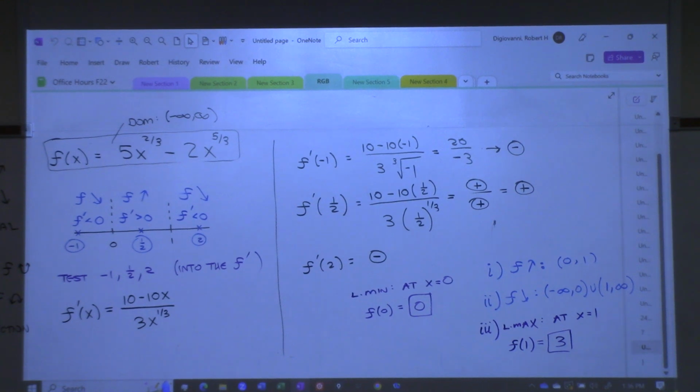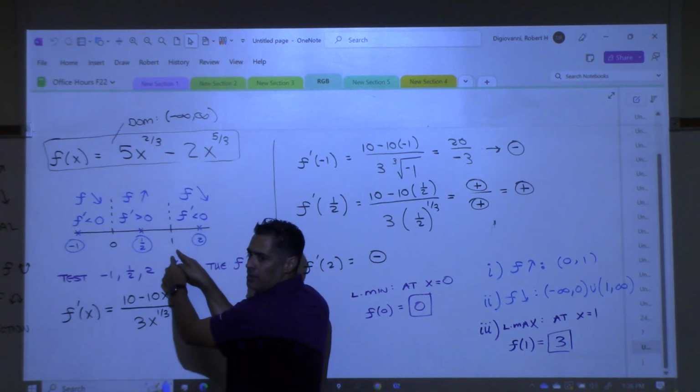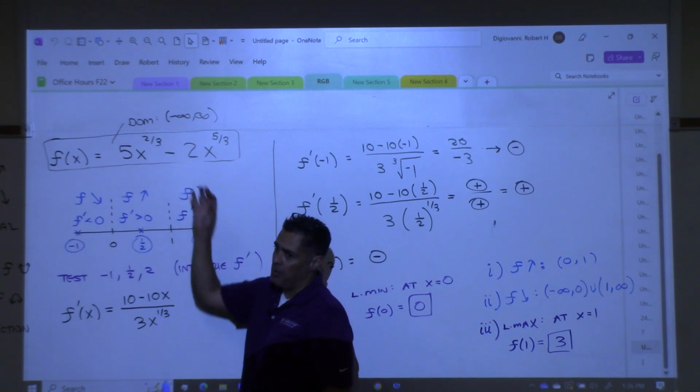That's how we found the local minimum, right? From this picture, right? Down, then up is a minimum, up, then down is a max. But be careful, these points have to be in the domain of the original function for this to work.